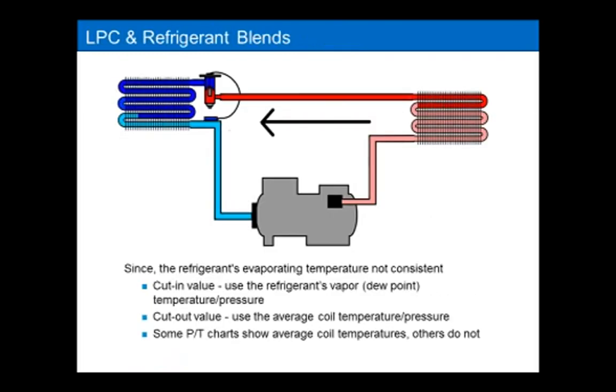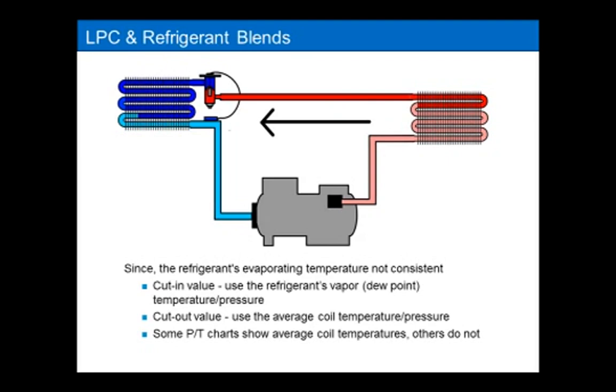So let's throw a hiccup at you. One of the hiccups we're going to throw at you is blends. Everything we've talked about up until this point is with the assumption that the refrigerant inside the evaporator is boiling off at a consistent temperature. If you stay away from the blends and stay with the single component refrigerants, that will be true. 22 and 134A are single component refrigerants, not blended, and they do have a constant, consistent pressure-temperature relationship during the evaporating phase.